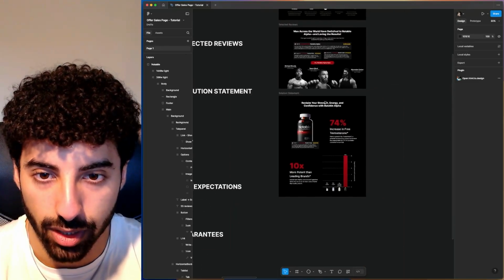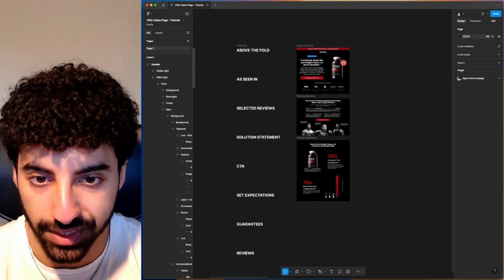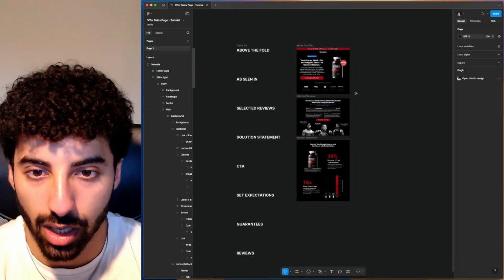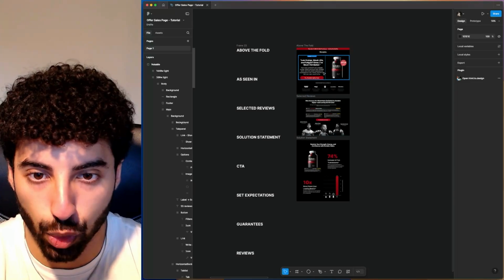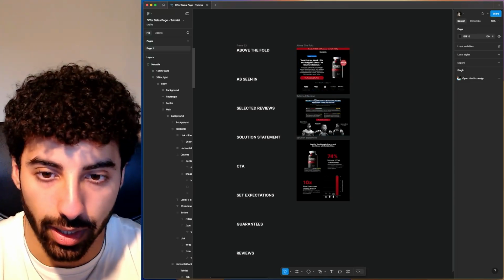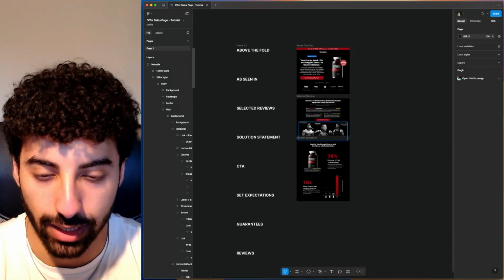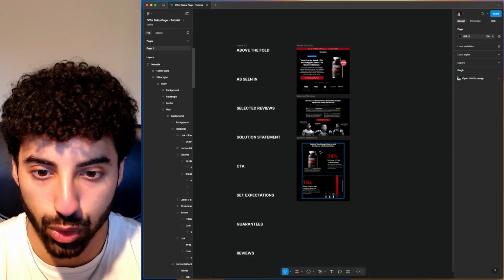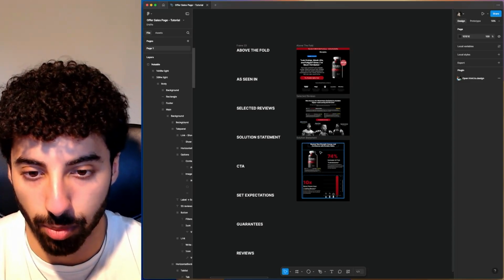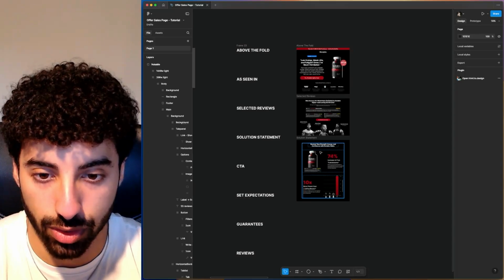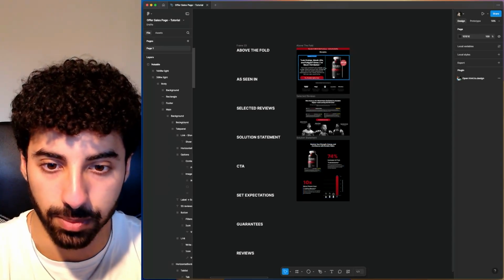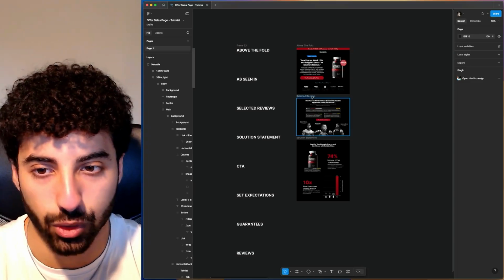Here's the solution statement part of the page and the section I came up with for that. So as you can see, if you zoom out, the page is already starting to come to life. We have the above the fold, we have the selected reviews, and the above the fold obviously mentioning the offer, the selected reviews giving us authority, social proof, both from customers and from trusted athletes and coaches. Then we have the solution statement differentiating us from competitors and different solutions on the market.